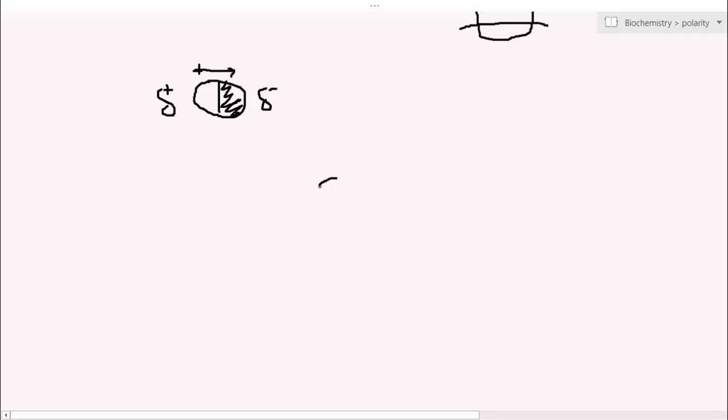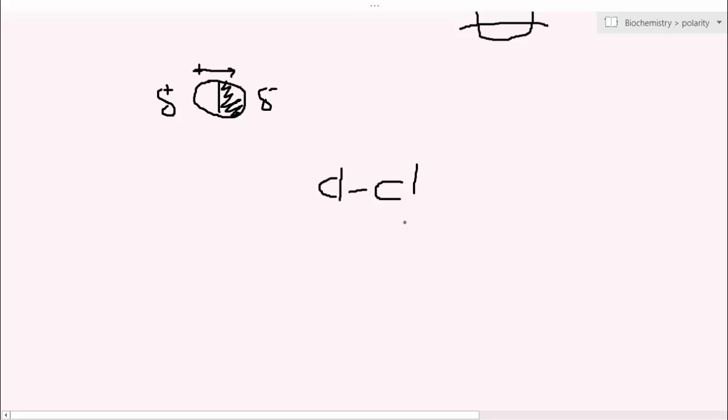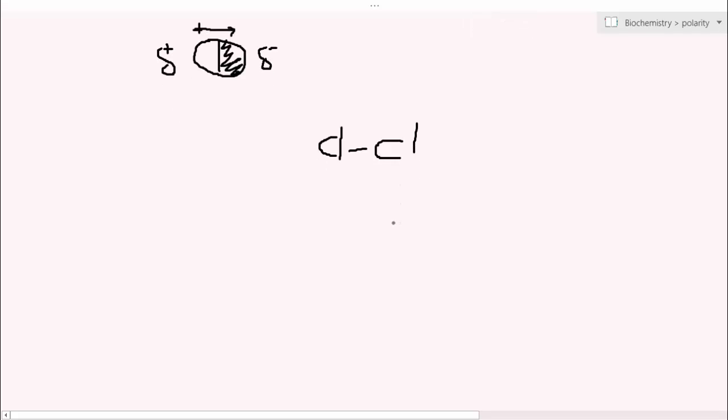Let's go back to here and take an example, which is chlorine gas, a molecule of Cl and Cl. Obviously, Cl has the same electronegativity as Cl. So the difference in electronegativity will be zero. So electrons will be equally distributed throughout this molecule, and it will be nonpolar.